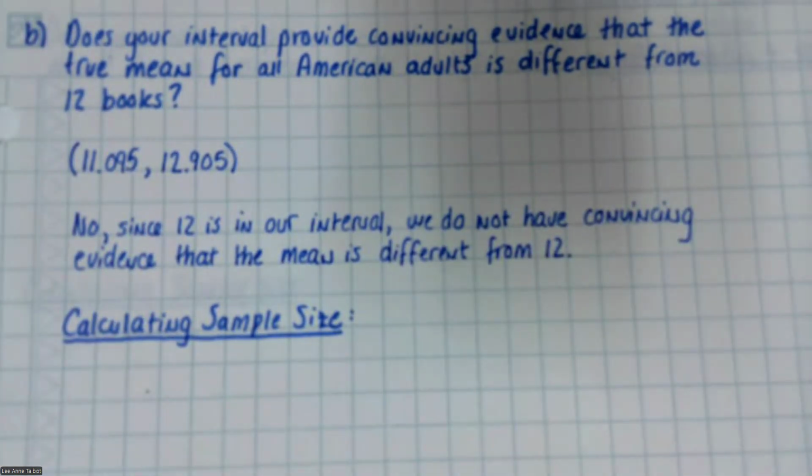And this is kind of what I was getting at earlier. If you had a hypothesis test and the Ha was mu does not equal 12, you would fail to reject because you did not have convincing evidence. What I'm saying is a confidence interval is a hypothesis test. Confidence intervals are always hypothesis tests. Hypothesis tests are always confidence intervals.